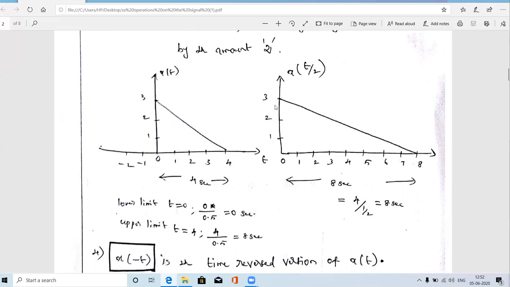The same shape, a triangular shape, we will get from the time t equal to 0 to t equal to 8. But now what is the width of the signal? 8 seconds. What is the width of the original signal? 4. What is the width of x of t by 2? It's an expanded signal. That is, the signal gets expanded. So you see the two things.